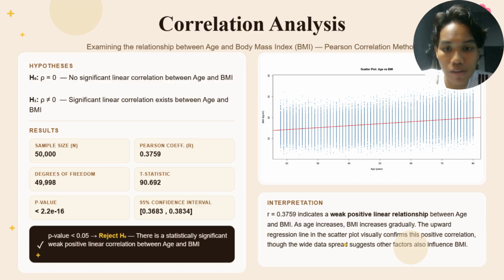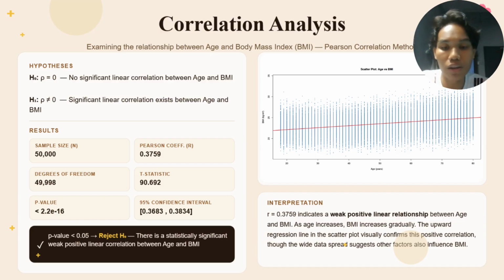For the correlation analysis, we examine the relationship between two numerical variables, age as our independent variable and BMI, known as body mass index, as our dependent variable, using the Pearson correlation method at a significance level of 0.05. Our null hypothesis states that there is no significant linear correlation between age and BMI, while our alternative hypothesis states that a significant linear correlation does exist.